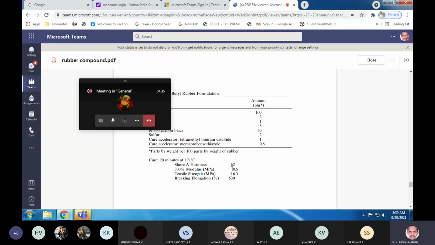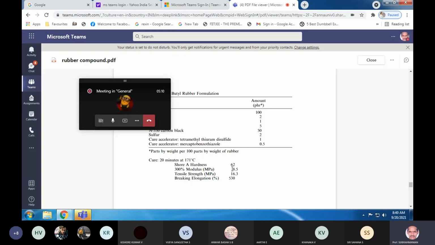And this requirement is translated in the form of using a higher quantity of a fast accelerator. In this case, it is TMTD. And that is further supported by the mercaptobenzothiazole. Right?